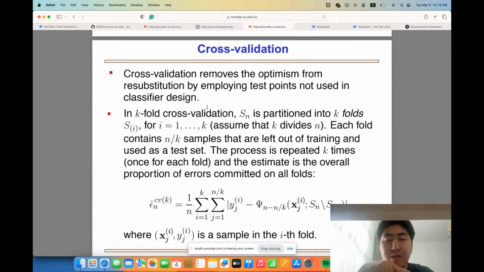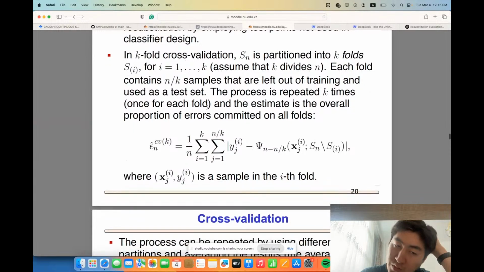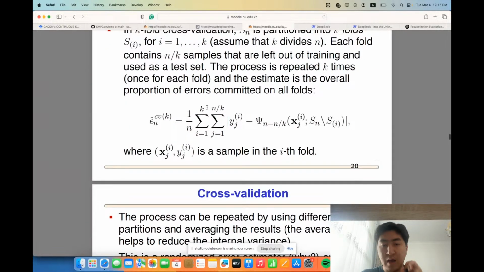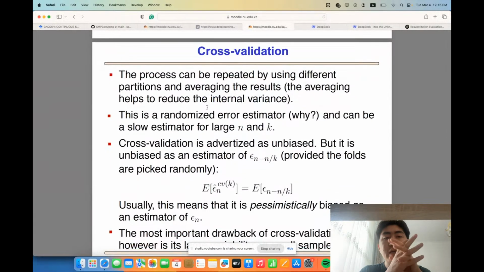In k-fold cross-validation, the training data set is partitioned into k folds, for example 5, 6, or 7. It doesn't matter. Each fold contains n samples that are left out of the training data and used as a test set. The process is repeated k times, once for each fold, and the estimate is the overall proportion of errors committed on all folds. The process can be repeated using different partitions and averaging their results, and averaging helps to reduce the internal variance. This is a randomized error estimator.